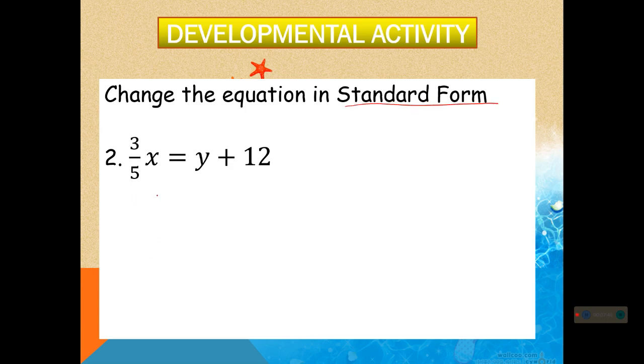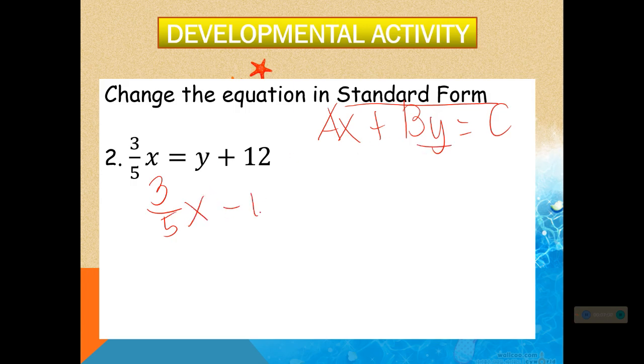So we are given 3 over 5x equals y plus 12. Again, we are going to write in the standard form ax plus by equals c. So you will have 3 over 5x. Then our by will be, correct, negative y, equals our c, which is 12. But since we have a rational number, and as I said earlier, your a, b, and c should be real numbers, we have to do something to eliminate the fraction here. So what will you do?